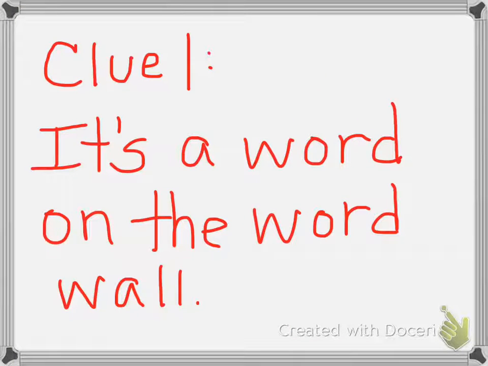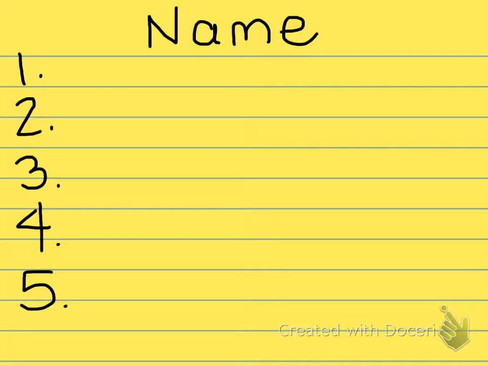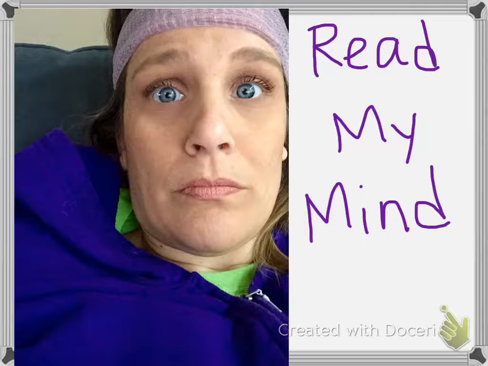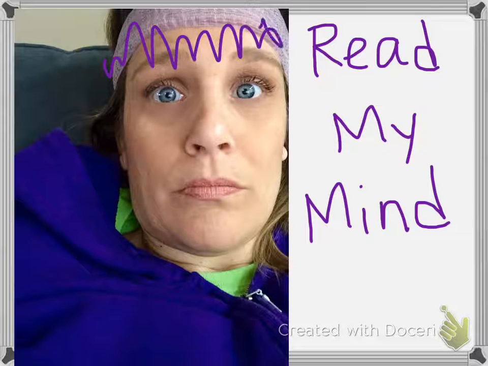Okay, here's the first clue to what my word is. It's a word on the word wall. Now, next to number 1 on your sticky note, write your guess right here. Don't write the word guess. Write the word wall word that you think I'm thinking of. Okay, I'm going to send my mind vibes out to you. Okay, what word do you think I'm thinking of? Write it next to number 1.